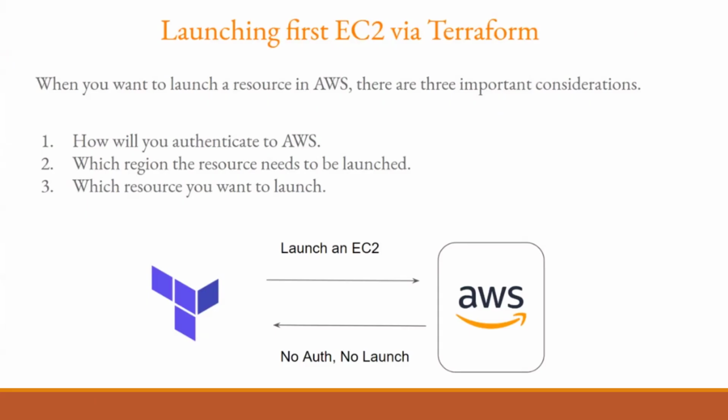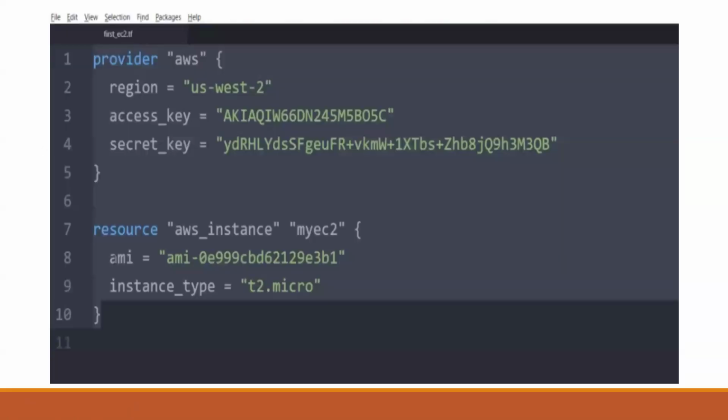For example, the default region is North Virginia. Which resources do you want to launch? So this is the code, guys. First we need to provide provider equal to AWS. In the provider, we need to specify the region, access key and secret key. Then the resource, which is nothing but a service.